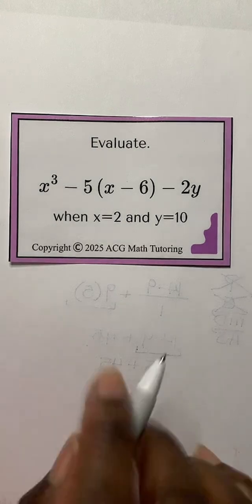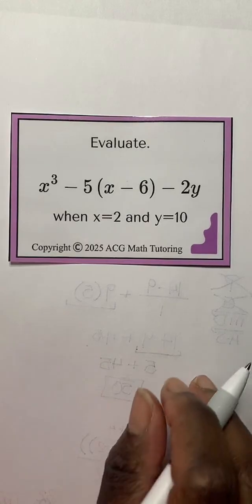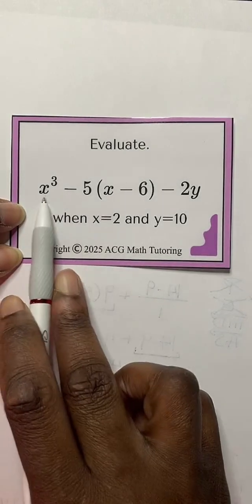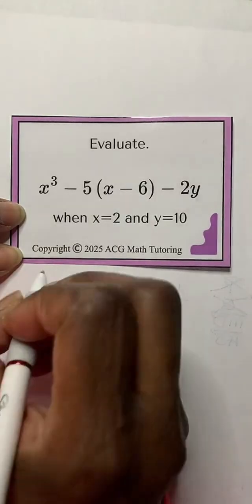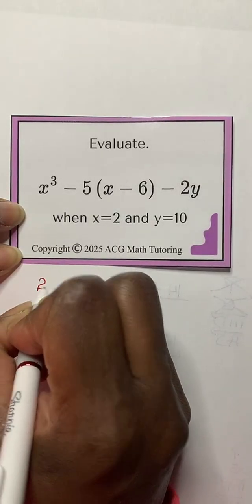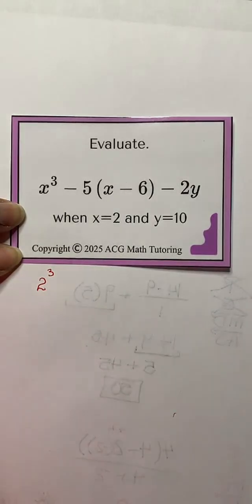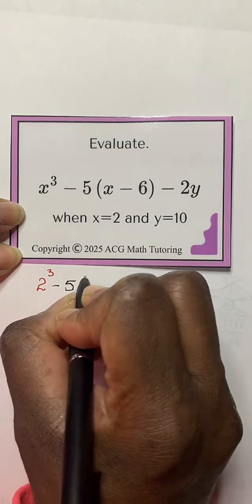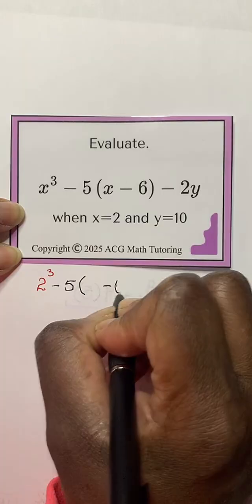All right. So let's take a look. So all we're doing is when we see an X, we're going to put a 2 in its place. So that means it's going to be 2 to the third power. Then we have our minus 5 times.